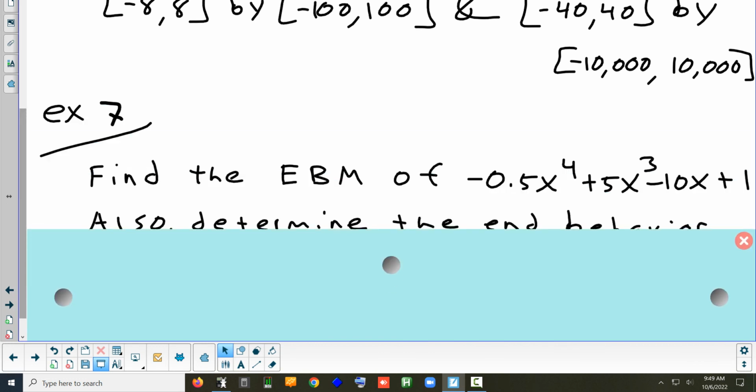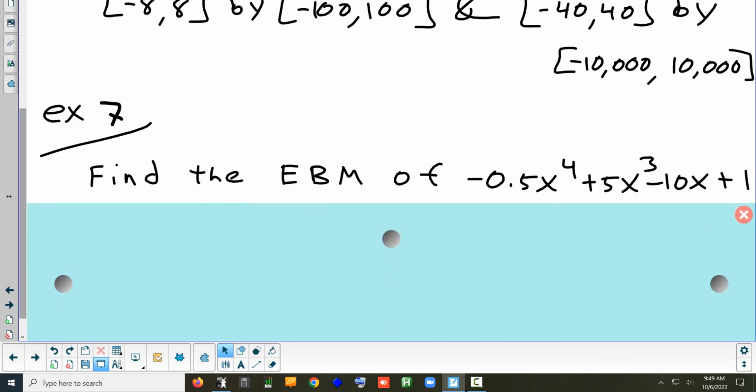And I'm not going to graph it, but what would the EBM be for example 7? Yeah. -0.5x raised to the 4th. And would that be up, up, down, down, or one of each? That's a down, down. Even exponent, negative number in front. Down, down. And that's it.